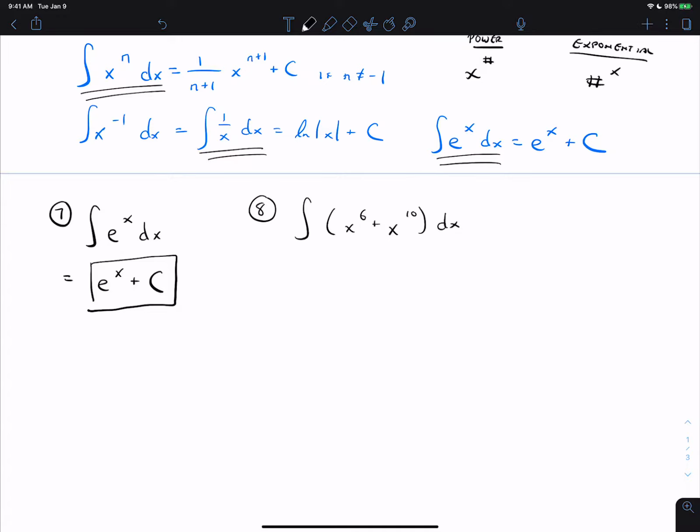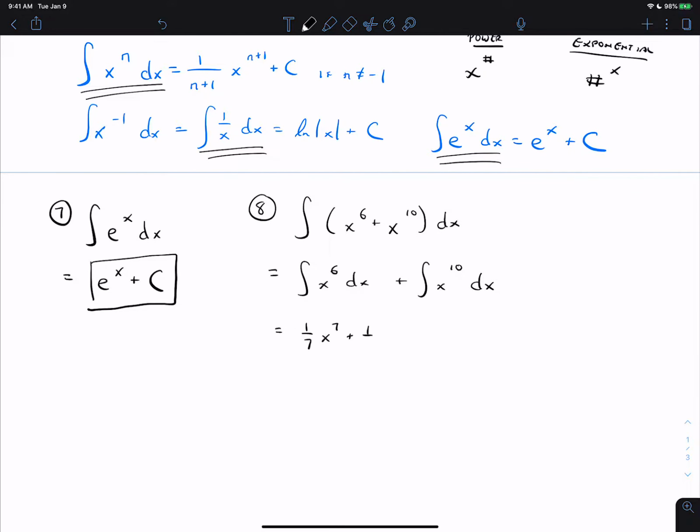And so what I mean by that is we should not be getting rid of an antiderivative sign until we have the problems looking exactly like one of those 3. And so because of the addition property, we can split problem 8 into 2 separate problems, where we have the integral of x to the 6th dx plus the integral of x to the 10th dx. Now both of those problems look like the power rule. And so the antiderivative of x to the 6th dx is 1/7 x to the 7th. The antiderivative of x to the 10th is 1 over 11 x to the 11.